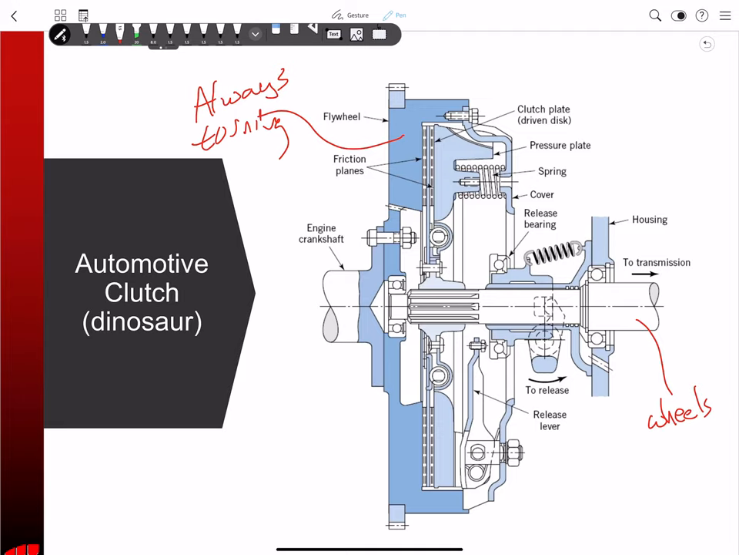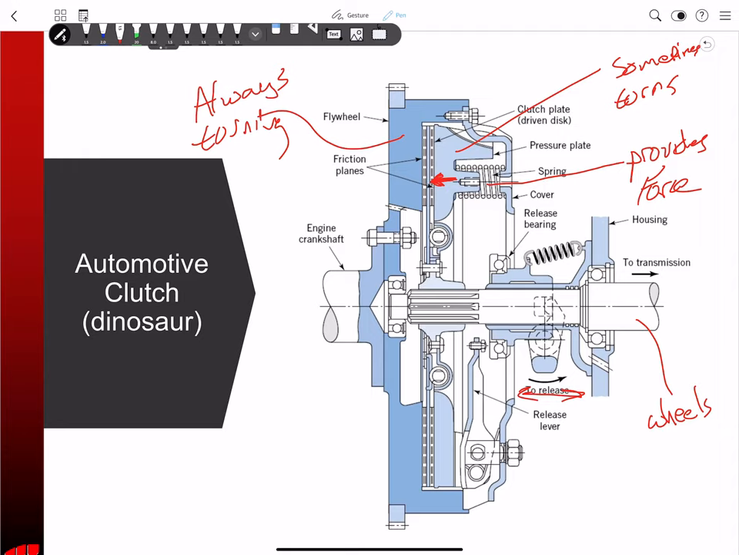So what do we do? Well, the key thing here is there's a big spring, and this big spring provides force because it's compressed, and it compresses this pressure plate, or the friction plate, onto the turning thing. So the light blue part might not be turning, so this is sometimes turning and sometimes not. And so I can engage and disengage this thing.